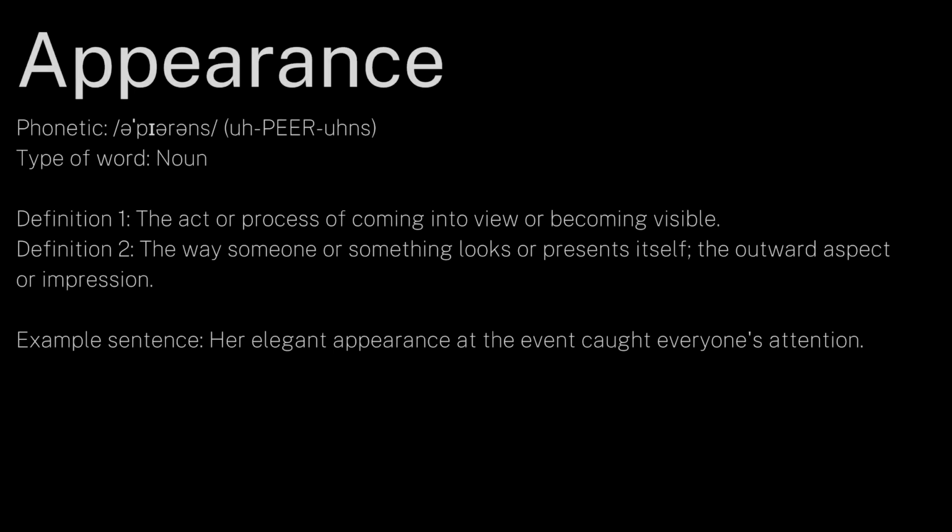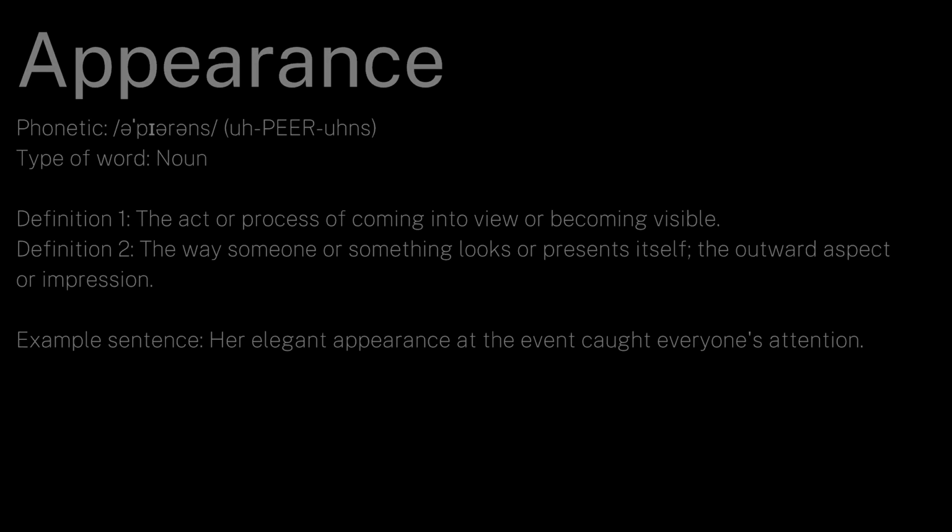Our 44th word is appearance, which is a noun that is defined as the act or process of coming into view or becoming visible. It is also defined as the way someone or something looks or presents itself, the outward aspect or impression. For example, her elegant appearance at the event caught everyone's attention.